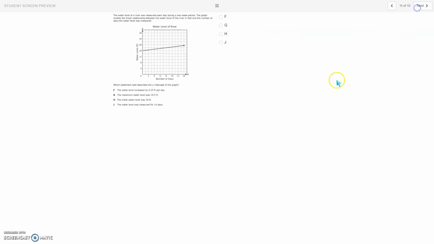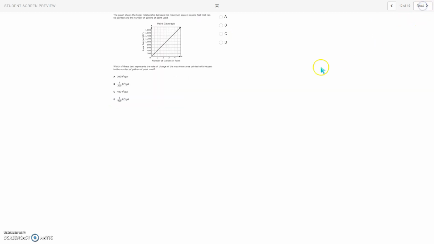Just solve for n. All right, let's see. The water level of a river is measured each day in a 2-week period. Which statement best describes the y-intercept of the graph? So it looks like 16, that's where it starts. So the initial water level is 16.